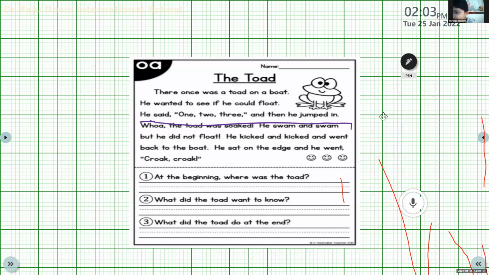Yes, ma'am. Come on, read. The toad. There once was a toad. He wanted to see if he could float. He said 1, 2, 3, and then he jumped in. Very good. Well read, Agamya.